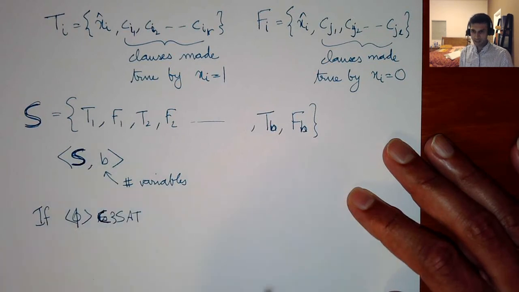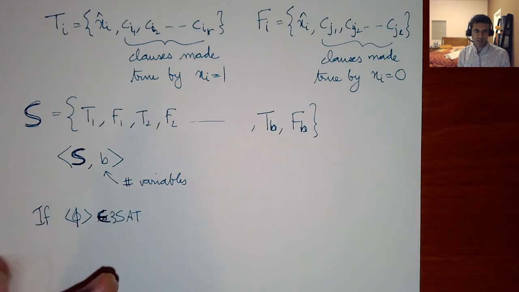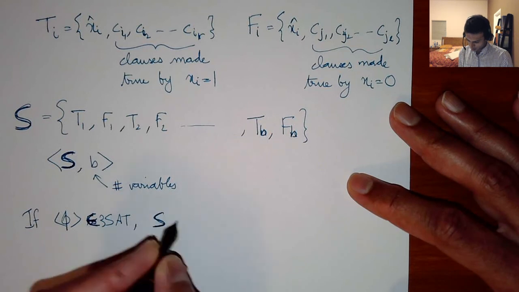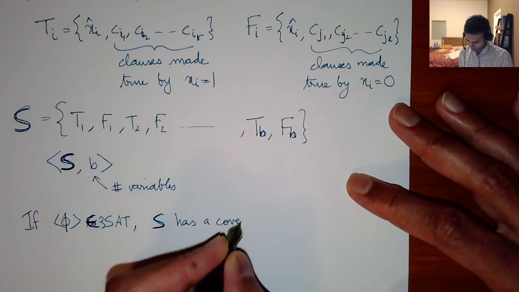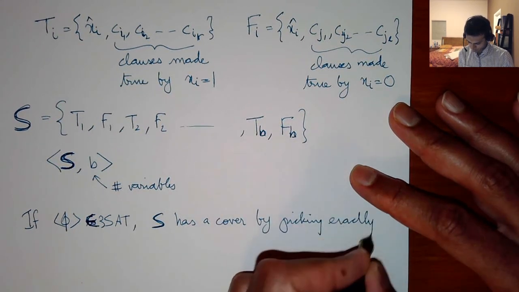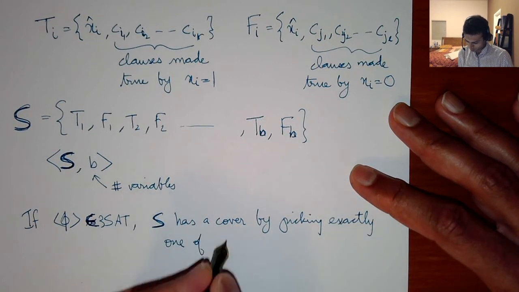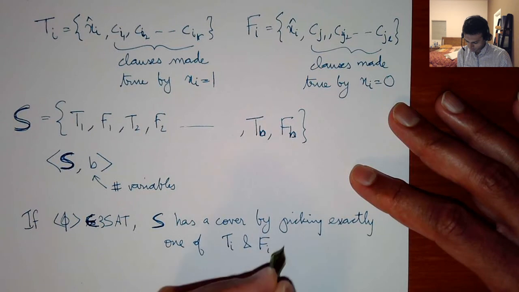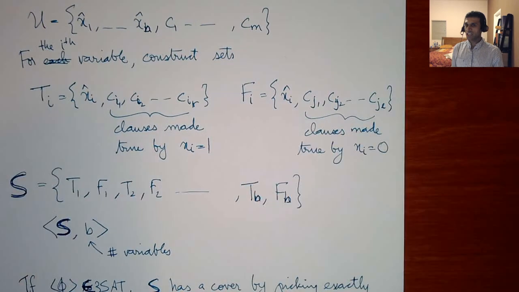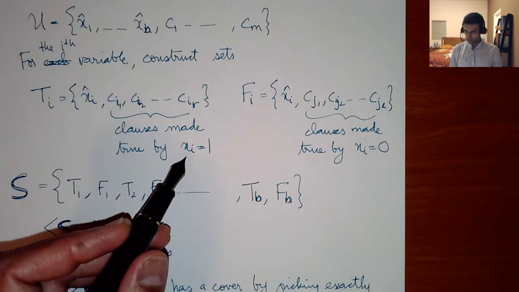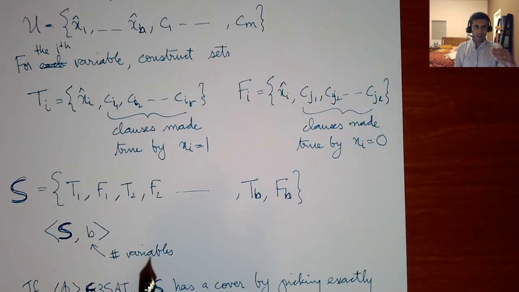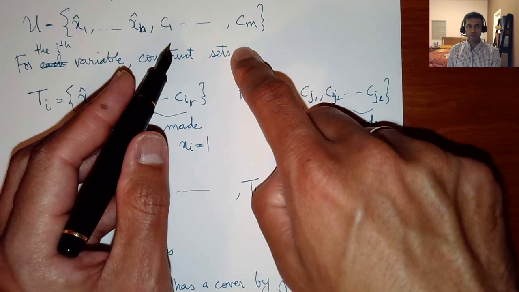And so if phi is in 3-SAT, the fact that it's 3 is actually not even that important, but if phi is in 3-SAT, then S has a cover by picking exactly one of Ti and Fi for all i. So for each i, if the satisfying assignment made xi true, then I would take this set. If it made xi false, I would take this set. And if I took all those sets, the union of all those sets is going to satisfy all the clauses.